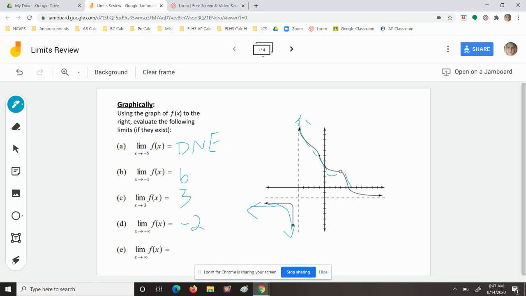Take a look at the right side of our graph. Limit as x approaches positive infinity, we have the same kind of thing going on. We are approaching that asymptote. We're never going to get there, but we're always going to be approaching that value, which was -2. So again, biggest thing for graphical limits is we have to make sure that we're approaching the same value from left and right in order for the limit to exist.